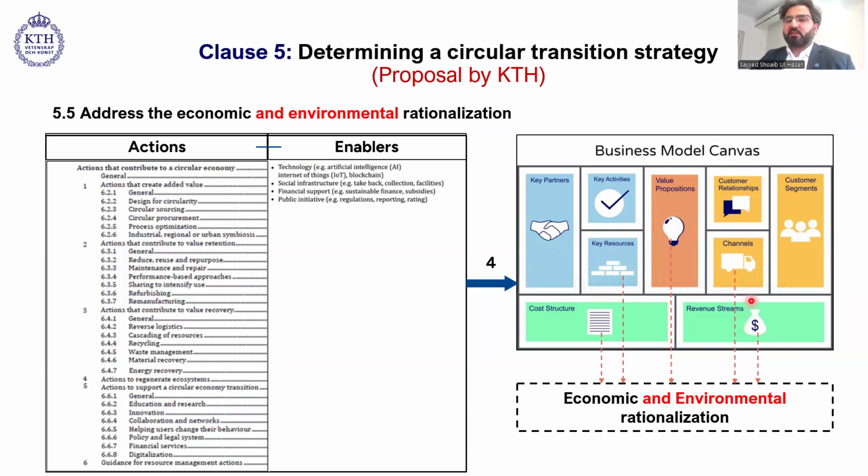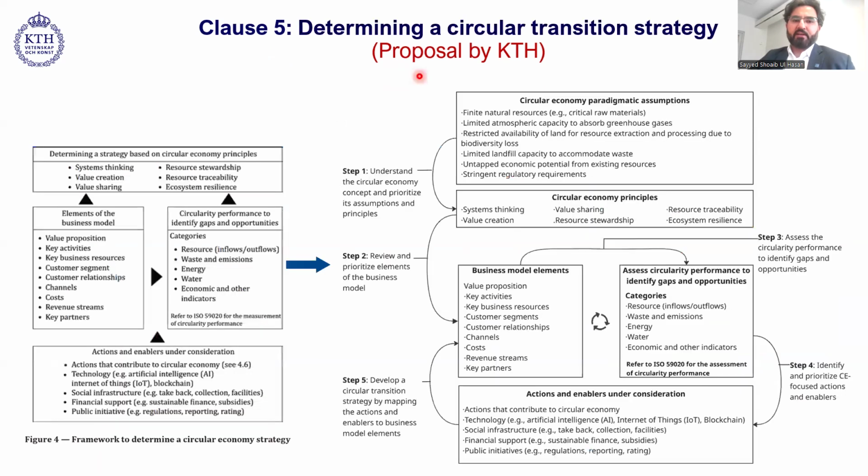And here, as you can see, these are just example arrows. For example, if you change something in the value proposition, what would be the impact on revenues? What would be the impact on, for example, CO2? If we change our channels, if we change our key activities, how will they impact our economic and environmental performance? So this is what we suggest should be in clause 5 of the standard.